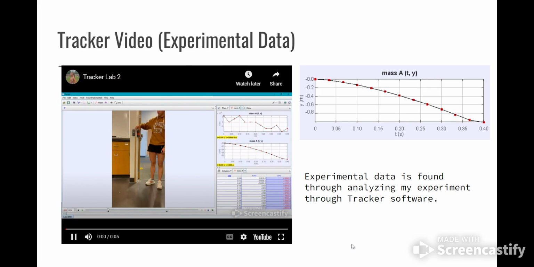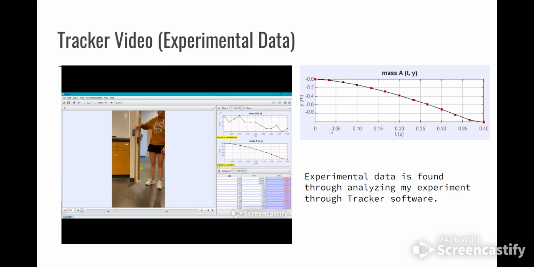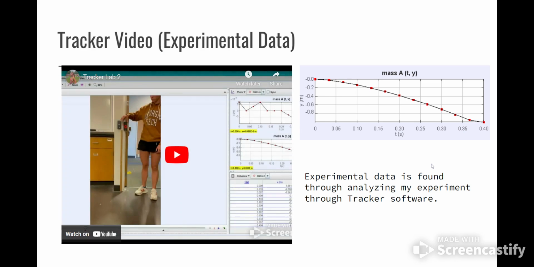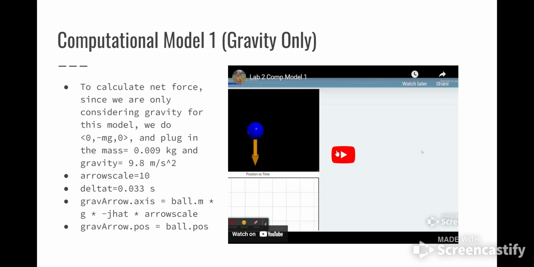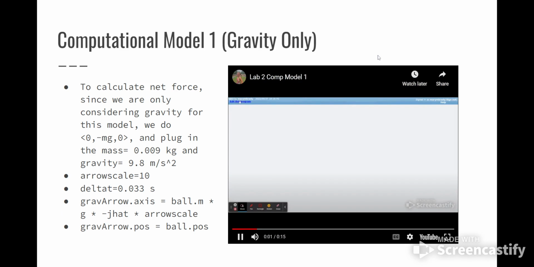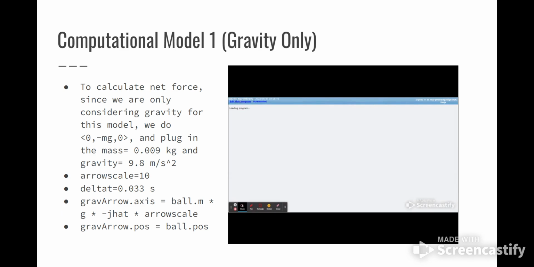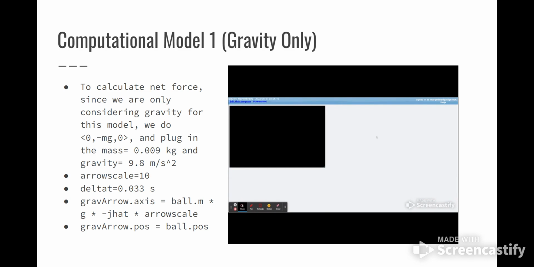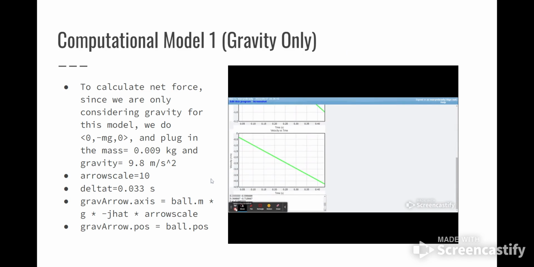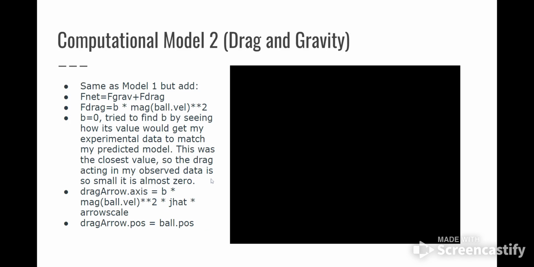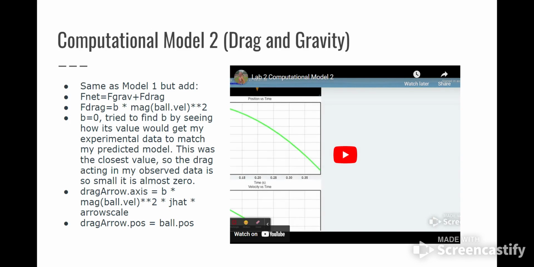Here's my tracker video. You can see from the position versus time graph, this is not linear, so the velocity was non-constant. And here's my first computational model where we only take into account the force of gravity. And you can kind of see with position versus time, it is the same. It is not constant, but it has a steeper slope. And model 2 is where we account for drag and gravity.